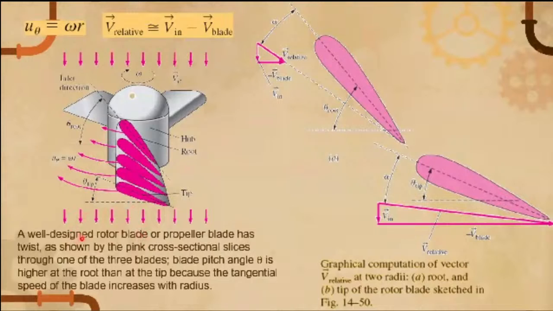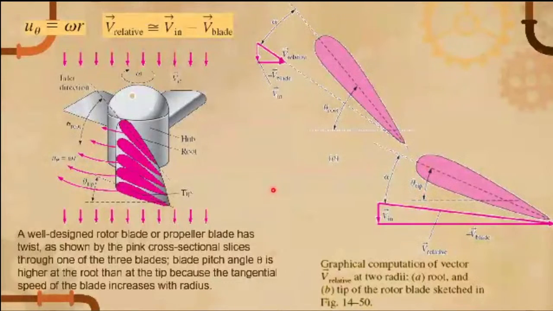Okay, so a well-designed rotor blade or propeller blade has a twist. You will have a different angle, or if you want to refer to an aircraft, you will call it the angle of attack. But over here, this is called the root angle, which is close to the hub. Then when it comes to the tip, you have the tip angle. This root angle is bigger than the tip angle.